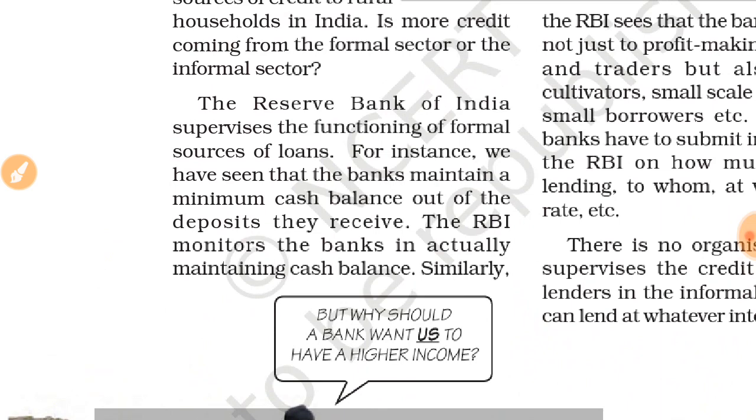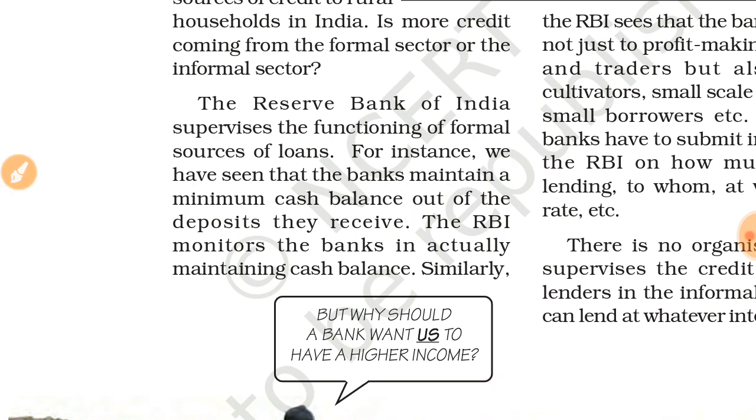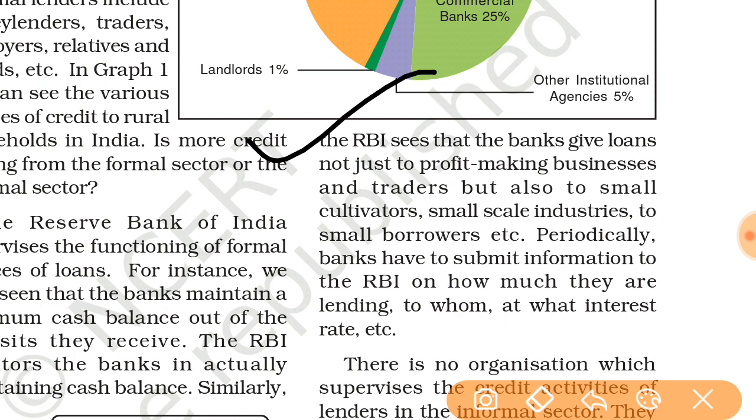Here it is said that the Reserve Bank of India supervises the functioning of formal sources of loan. Whatever the formal sources, meaning banks and cooperatives, these are supervised by the Reserve Bank of India, and the RBI monitors the bank in maintaining cash balance. Similarly, the RBI sees that the banks give loans not just to profit making business and traders but also to small cultivators. Means only from the formal sector, that is from banks or cooperatives, cheap credit is available, means at a low rate of interest, the small farmer is also able to take loan.